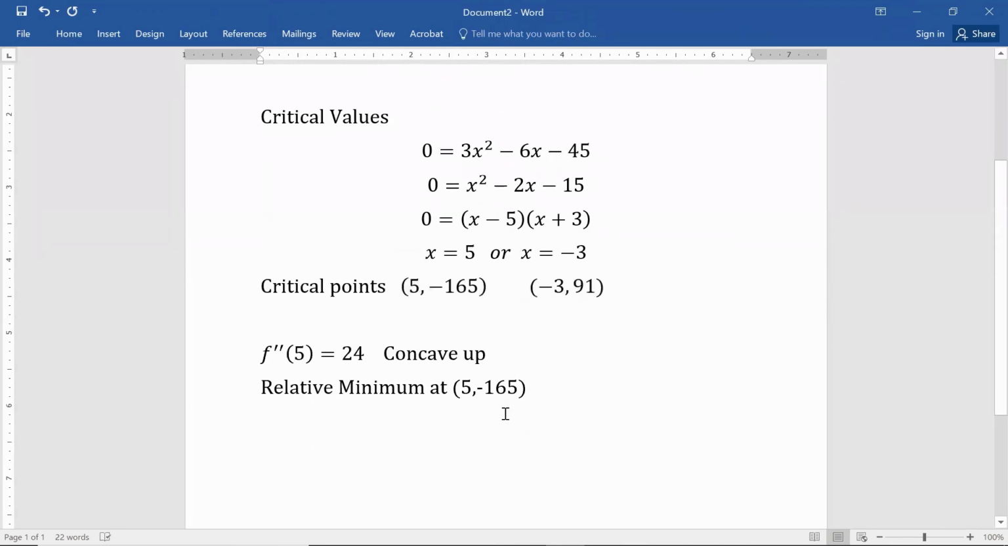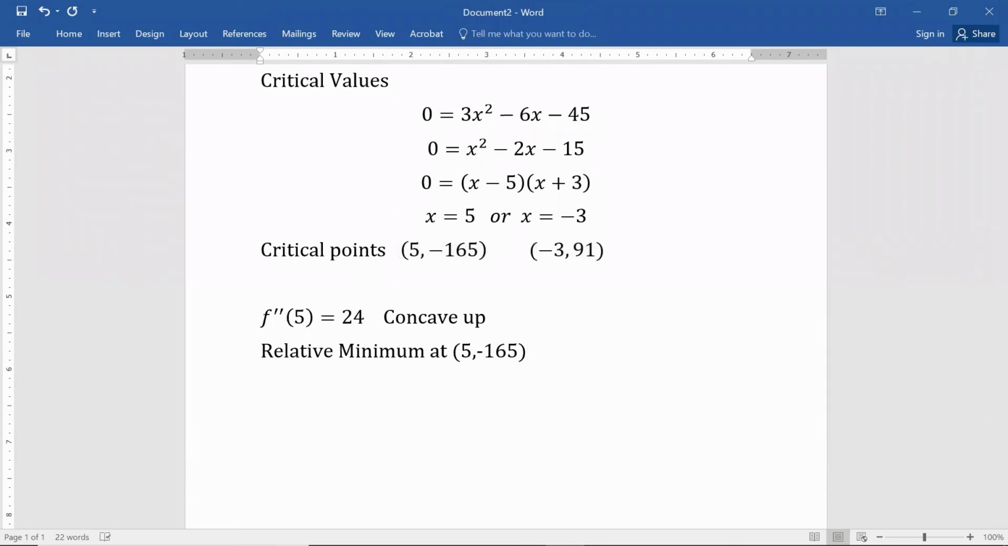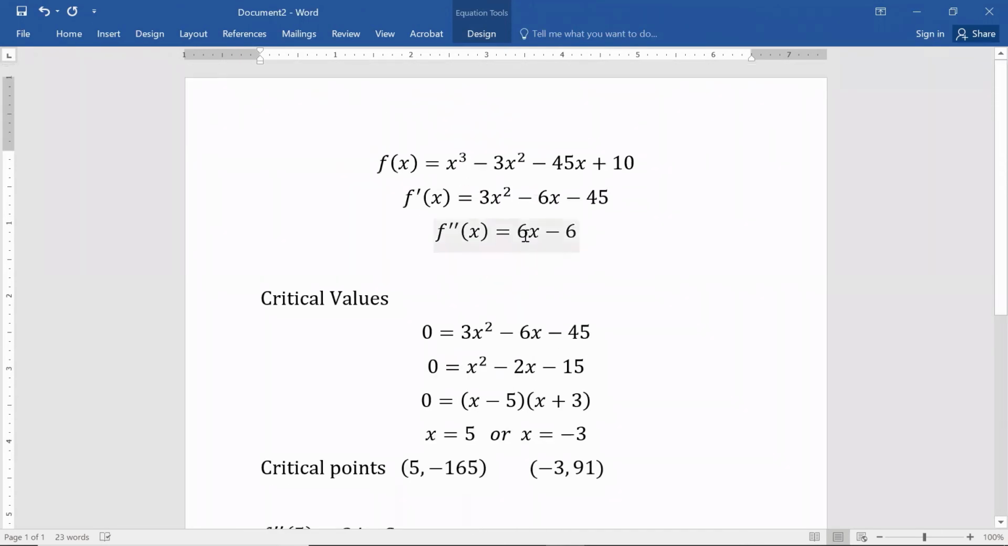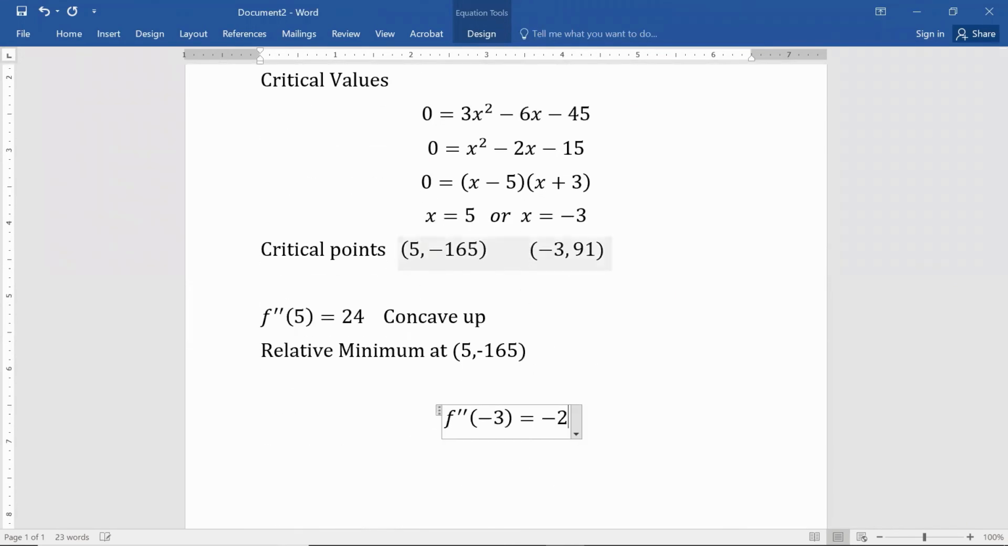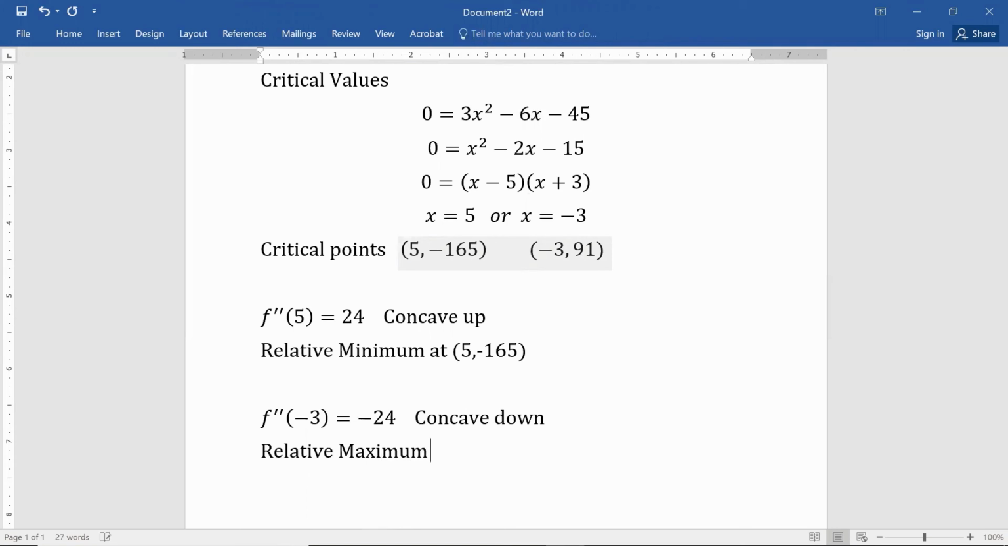The second derivative, when we plug in negative 3, 6 times negative 3 minus 6 is negative 24. The key thing there is that it is negative, so we know our graph is concave down, which means I have a relative maximum at the point negative 3 comma 91.